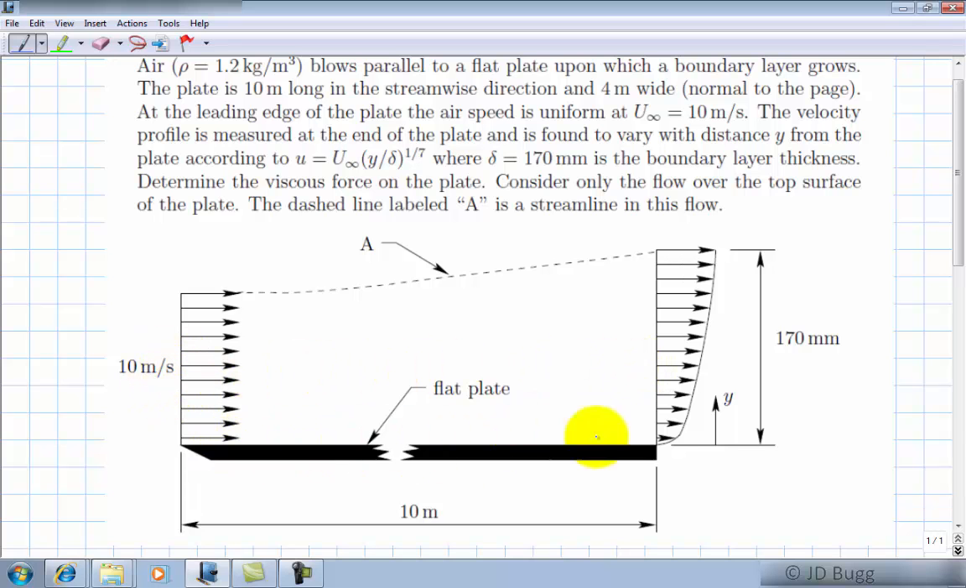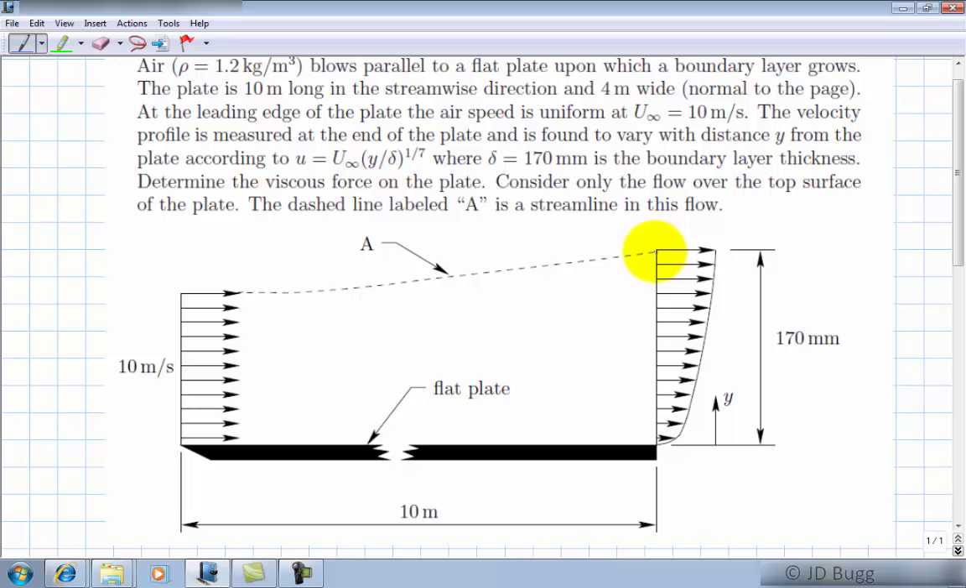By the time it gets to the end of the plate, which is 10 meters away, the viscous force on the plate has slowed the air down, so now we have a velocity profile. The equation that describes this velocity profile is this 1/7 power law given here. The boundary layer thickness of 170 millimeters is shown here. So that's the thickness of the boundary layer. In other words, the distance away from the plate where the velocity has been reduced.